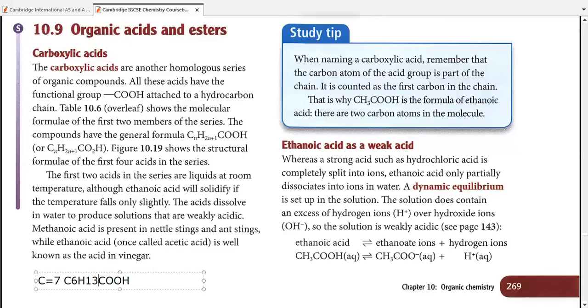Zainab, can you hear me better? 6. 2 into 4. Zainab beta, what happened? Sorry, 2, sir. What happened, why are you so worried? 2 multiplied by 4 is equal to? Sir, 8. Plus 1 is equal to 9. Yes, so it should be C4H9COOH. Do you get the point, beta? Yes, sir.